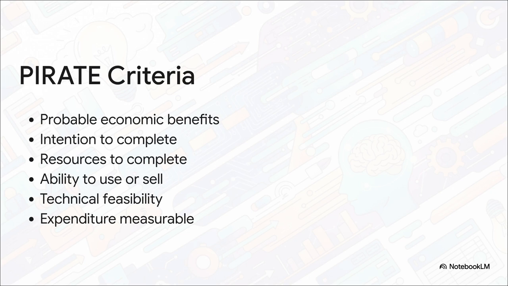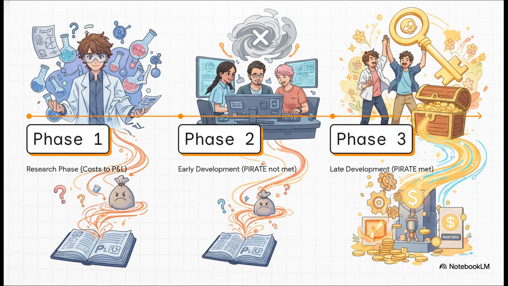T for technical feasibility, meaning it's actually possible to build the thing. And E, the expenditure during development can be measured reliably. The exact moment a project satisfies every single one of these conditions, you stop dumping those development costs into the P&L and you start capitalizing them as a shiny new intangible asset. This timeline elegantly shows that journey.